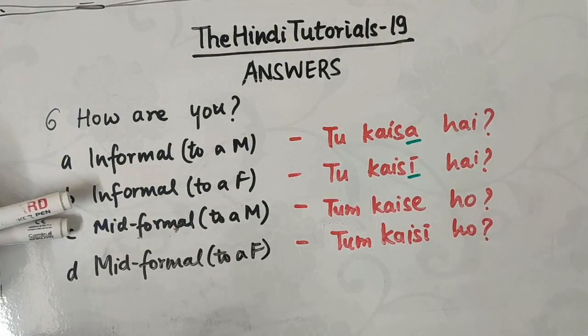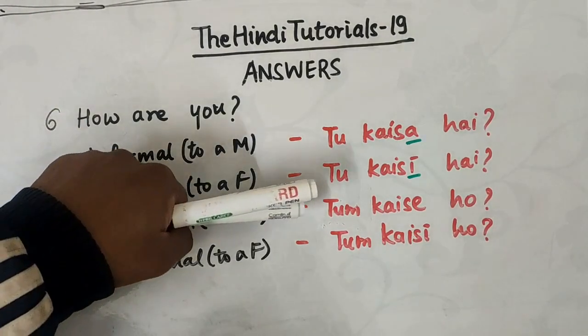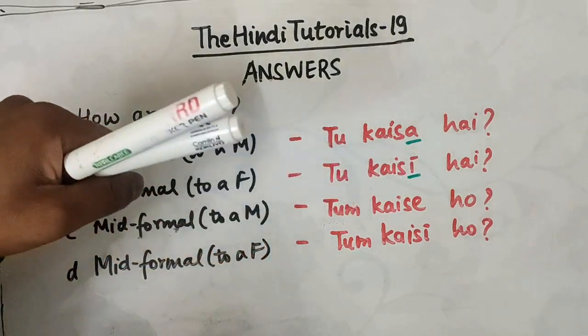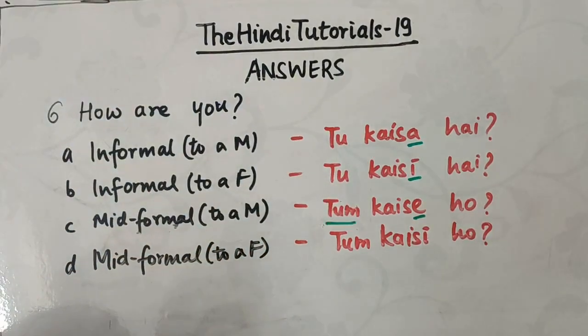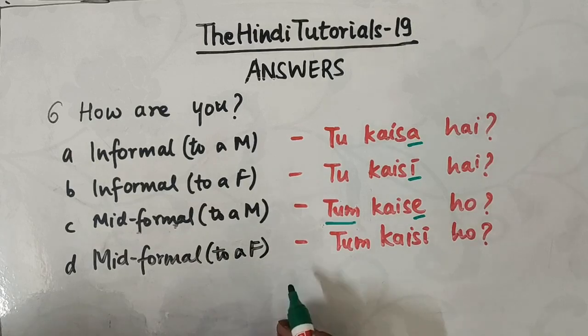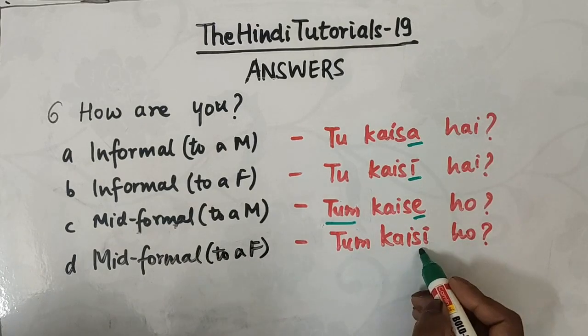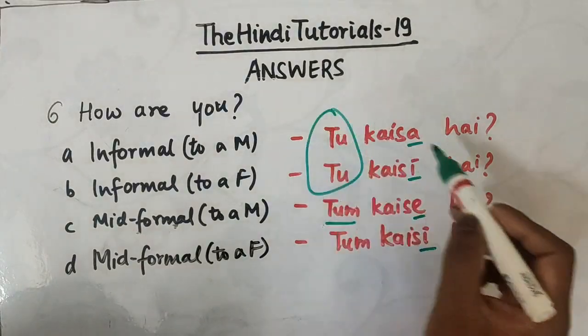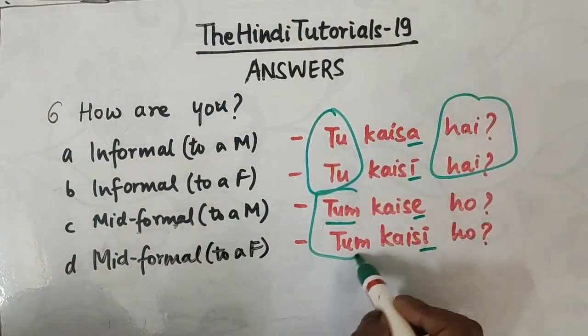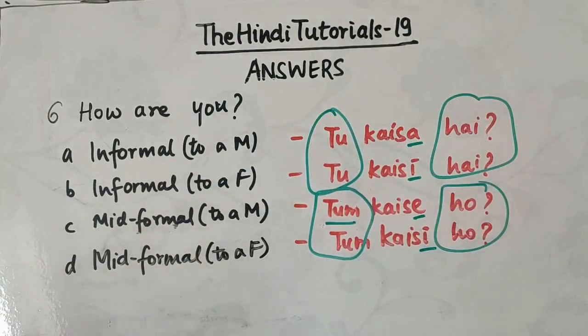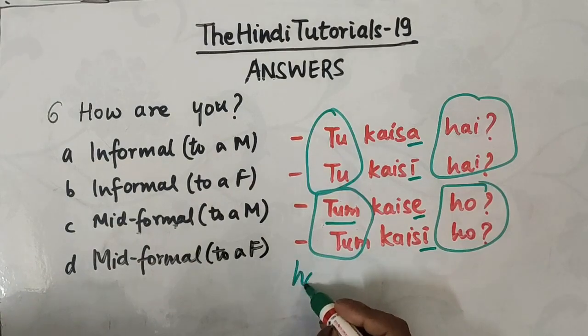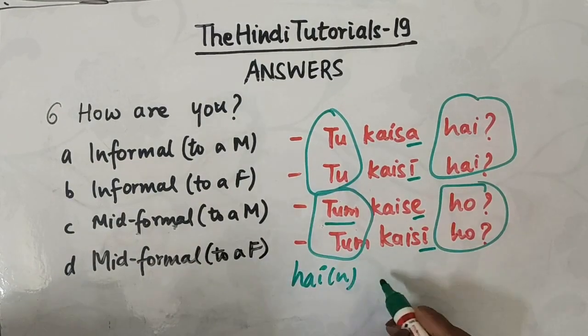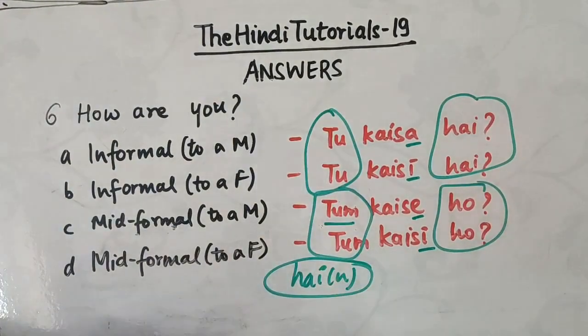Mid formal to a male. तुम कैसे हो. Mid formal to a female. तुम कैसी हो. ठीक है. You have seen that with तू is always है and with तुम is always हो. I think that is very much clear. Today we are going to learn the sentences with हैं. ठीक है.